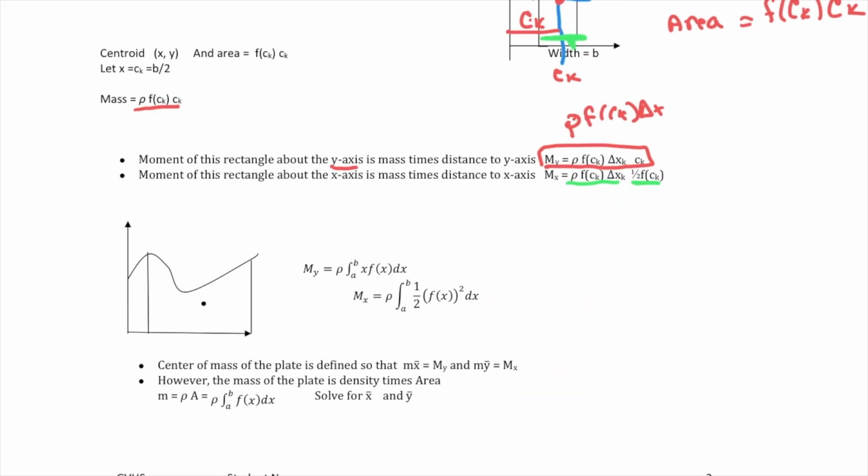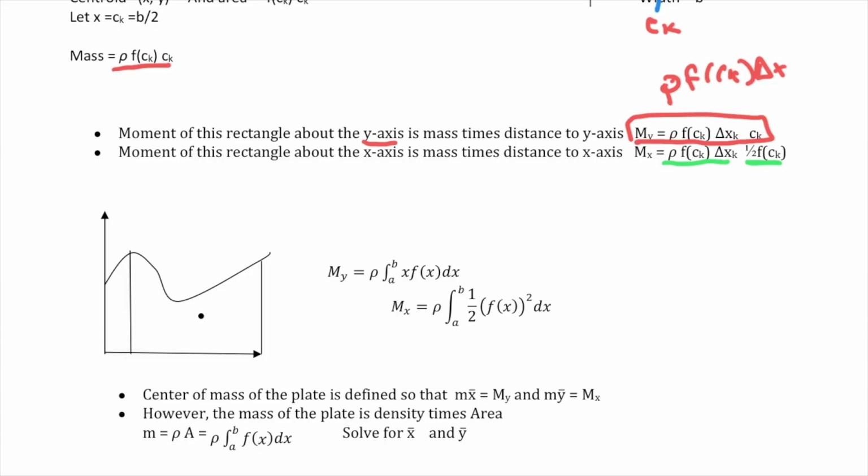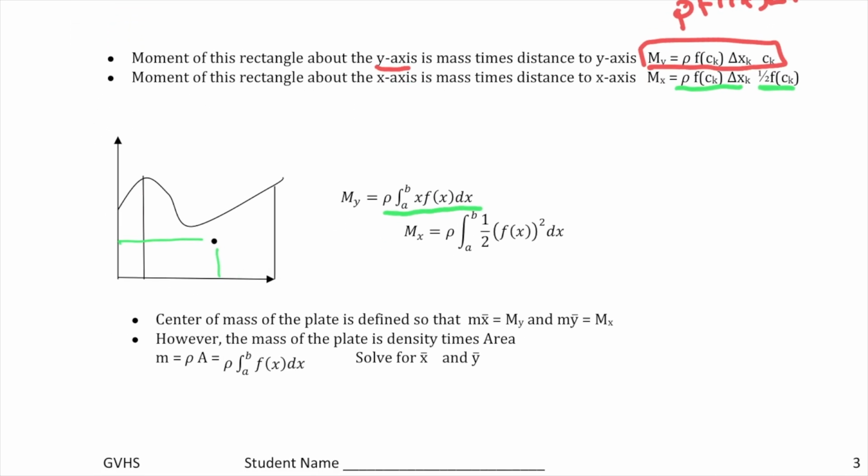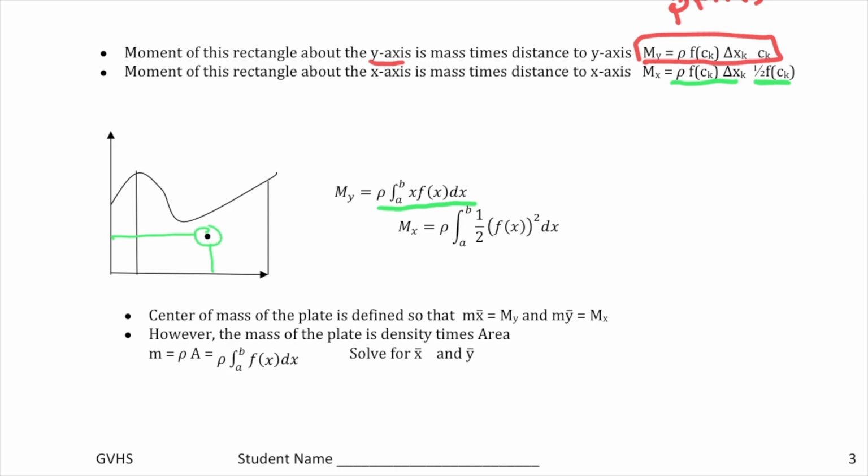So what's happening to our arbitrary lamina? If we take an infinite number of those rectangles, the moments about the y-axis are going to be rho times the integral from a to b of x f of x dx. And the moments about your x-axis are going to be equal to rho times the integral of 1/2 of f of x quantity squared dx. So the center of mass, or our centroid of our plate, is defined to be x bar, which equals My over m, and y bar, which equals Mx over m. However, the mass of the plate is density times area.